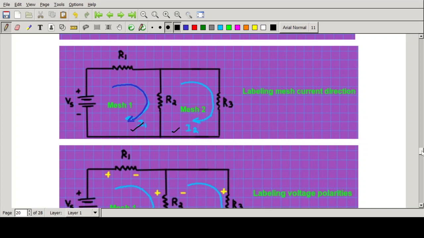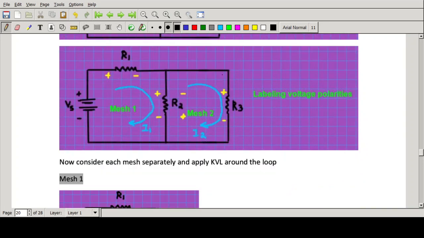Now let's apply the sign convention for the passive elements. See here. If you see the direction of the current I1, it is flowing through the resistance R1 in this fashion. That is why the starting point is plus. That is the entering point. The point where the current is entering is taken as positive and the other end is negative.